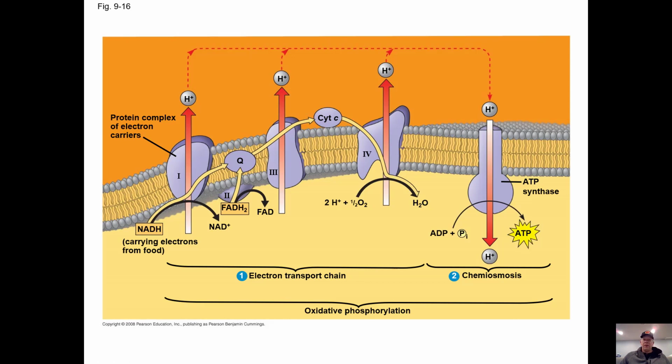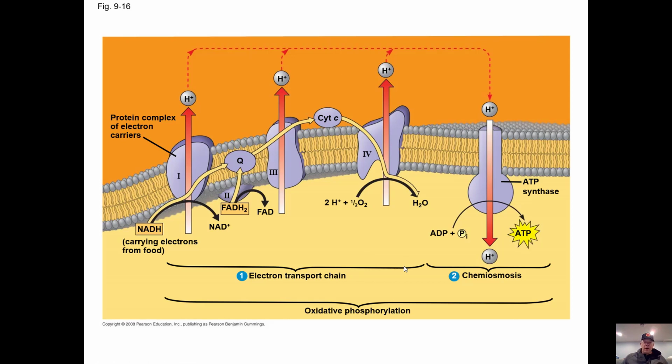Otherwise, if there's no oxygen there to meet up with them, there's kind of a log jam. The electrons won't be able to go any further, and if it backs up, then we're not able to pump hydrogen, and you'll see why that's important in a second. Okay, so we've created a concentration gradient of hydrogen, where we've got a high concentration of hydrogen in the intermembrane space and a low concentration of hydrogen in the matrix.